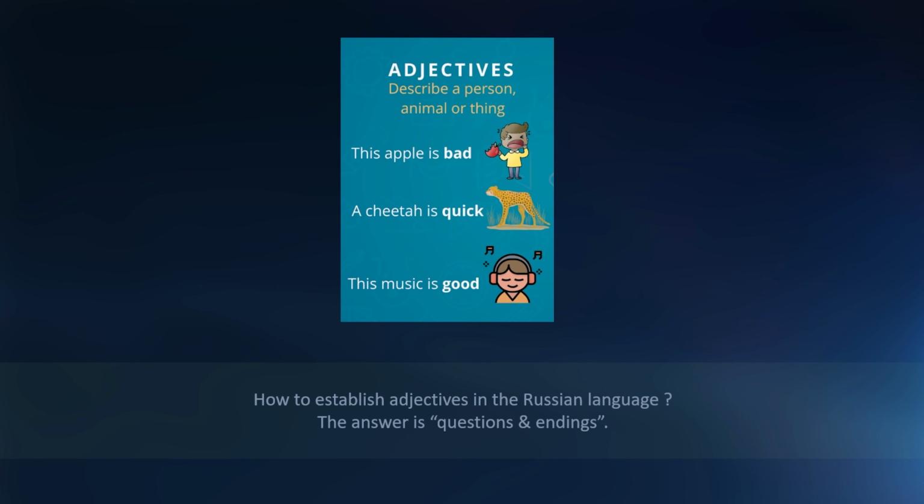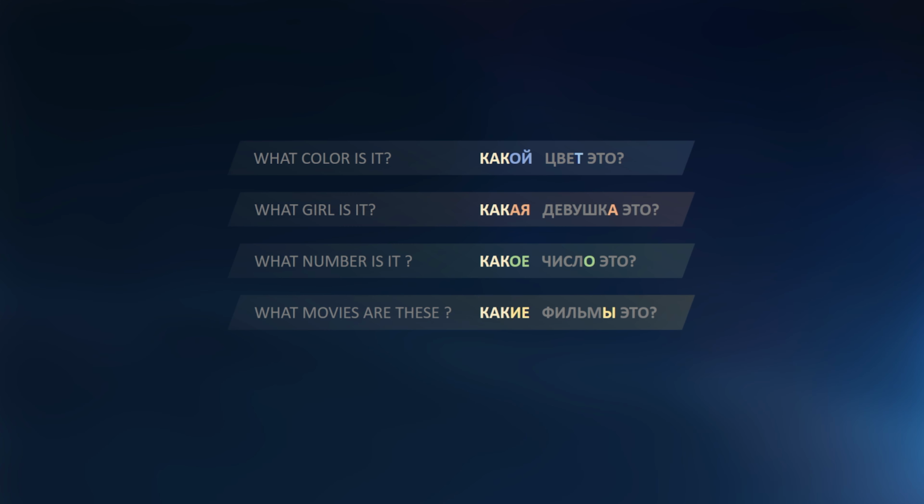But how to establish it in the Russian language? The answer is questions and endings. In English, when we use the question what in combination with a noun, most of the time we imply what kind of, and usually to answer this question we use an adjective. For this, in Russian, we have a specific form of the question based on the grammatical gender of a noun. Какой, какая, какое, какие.